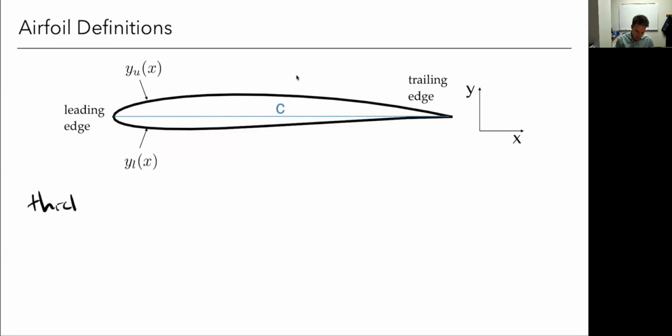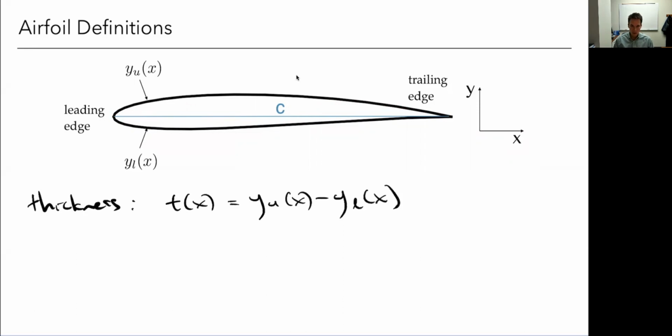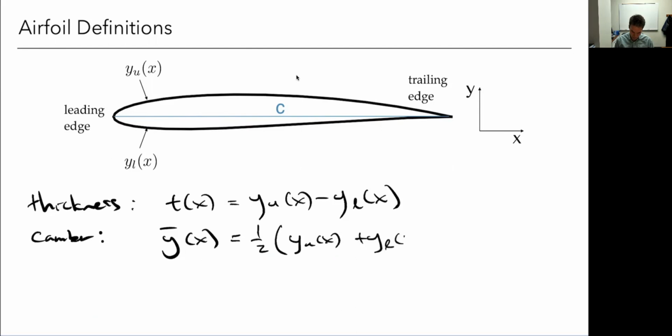Thickness then is simply, we'll use the symbol T. By definition, it's the upper minus the lower. Whereas the camber is the sort of midpoint of the airfoil. It's halfway between the upper and the lower. Okay, so that's what's called the camber.